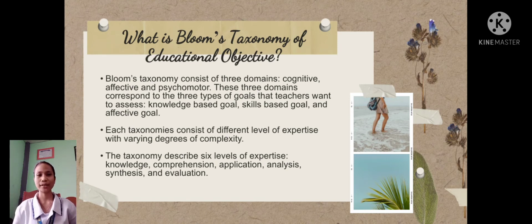First is the knowledge-based goal or the cognitive goal. Second is the skill-based goal or the psychomotor. And the third is the affective goal. Each taxonomy consists of different levels of expertise with varying degrees of complexity. The taxonomy describes 6 levels of expertise. First is the knowledge, second is the comprehension, third is the application, fourth is the analysis, fifth is the synthesis, and lastly is the evaluation.